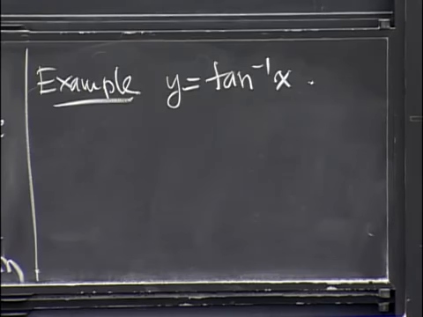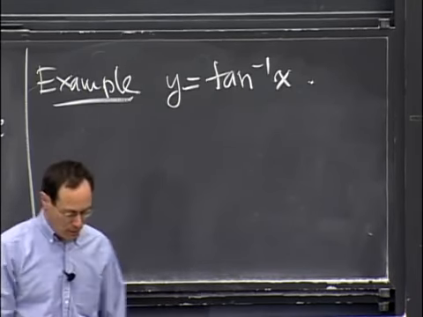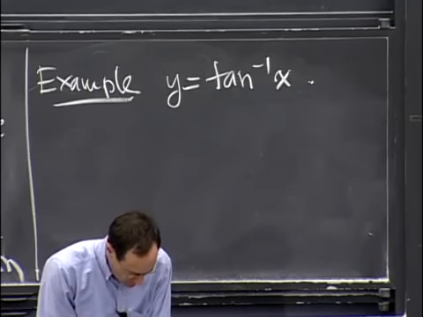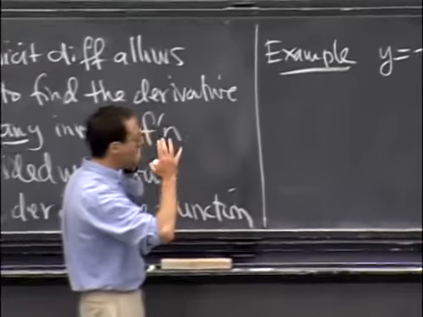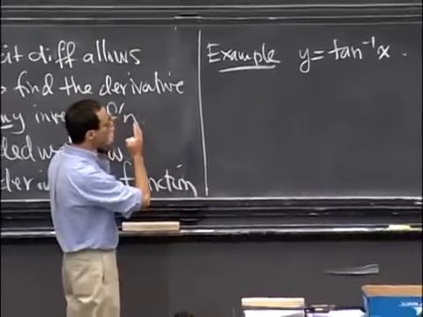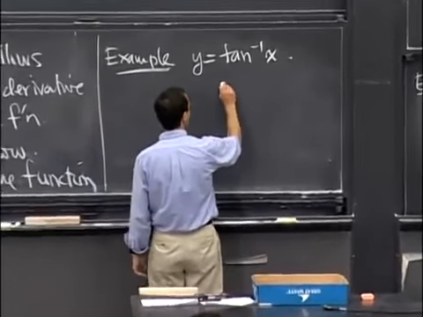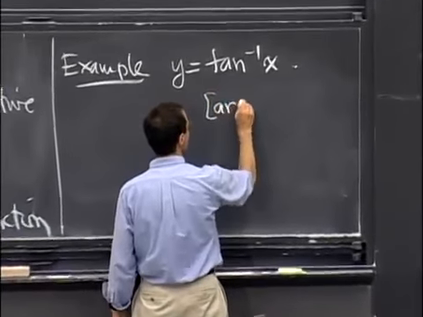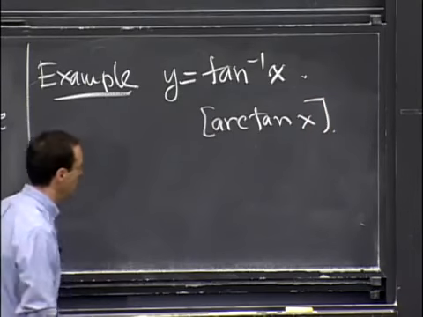So again, for the inverse tangent, all of the things that we're going to do are going to be based on simplifying this equation by taking the tangent of both sides. So let me remind you, by the way, the inverse tangent is what's also known as arctangent of x. That's just another notation for the same thing.